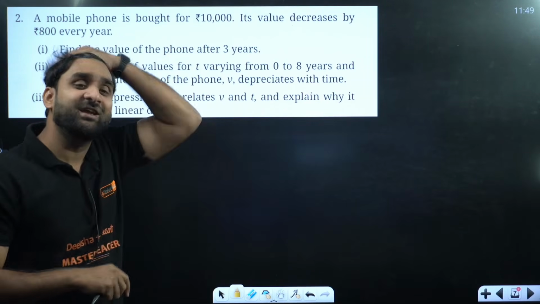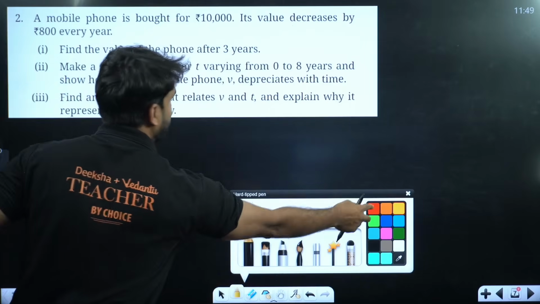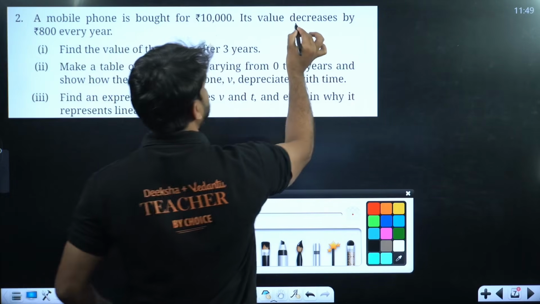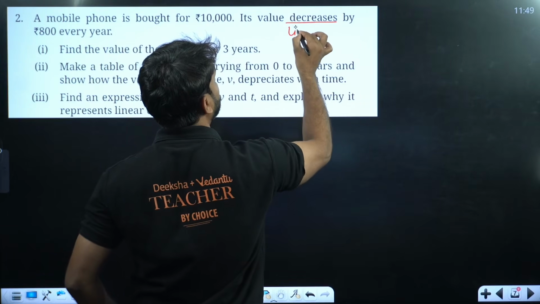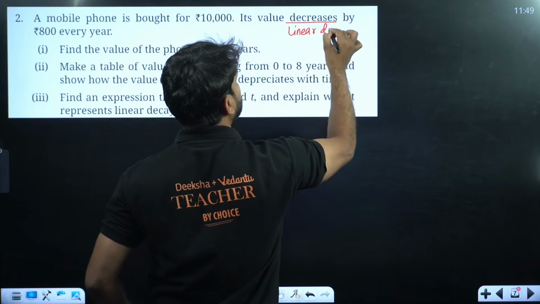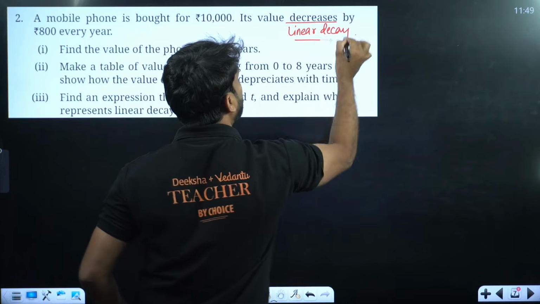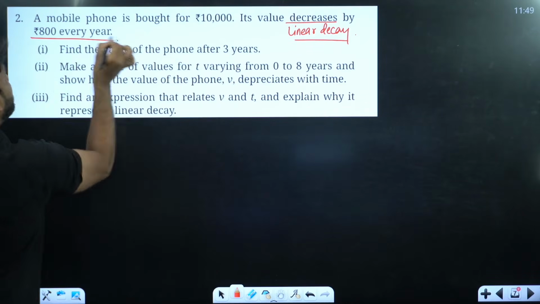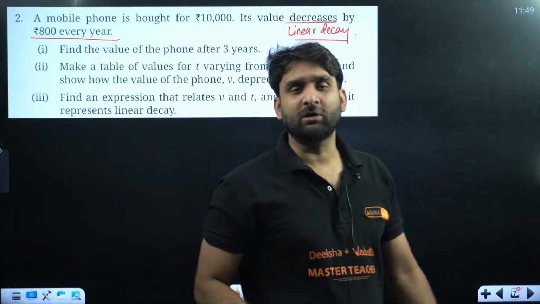So this is linear decay. This question is clearly showing linear decay. Decreases means what? Linear decay. Why? Because it decreases 800 every year.